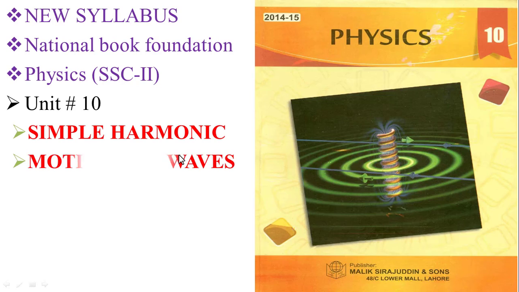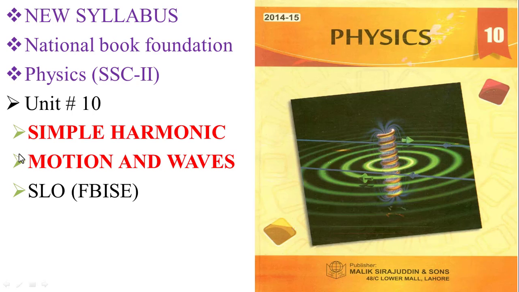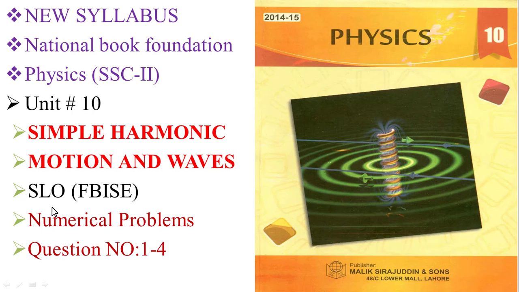Today we will discuss the new syllabus, Physics SSC 2, National Book Foundation, Unit number 10: Simple Harmonic Motion and Waves. Today we will solve SLO-based numerical problems according to FBISE requirements, question number 1 to 4 in the first part. The remaining numericals we can solve in a second part.